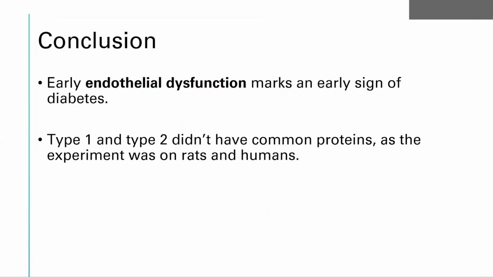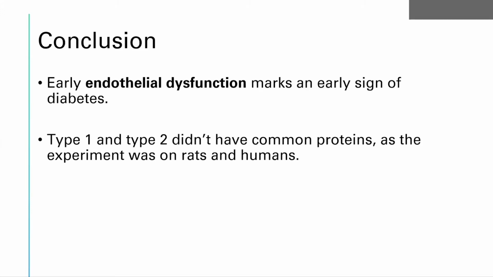So my conclusion is that early endothelial dysfunction is an early sign of diabetes. And if we locate these properties, the secretion properties of the proteins within the cell, we can possibly mark that there is an early sign of diabetes, which can then help prevent cardiovascular disease.